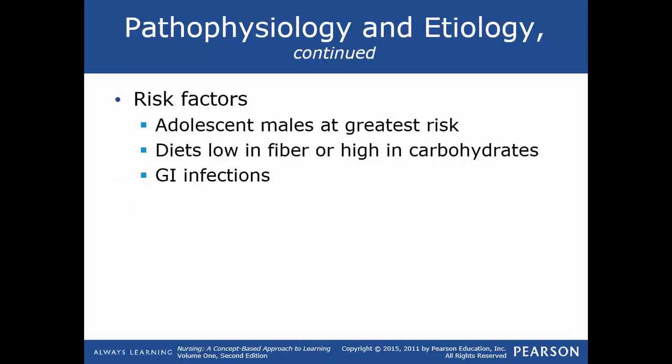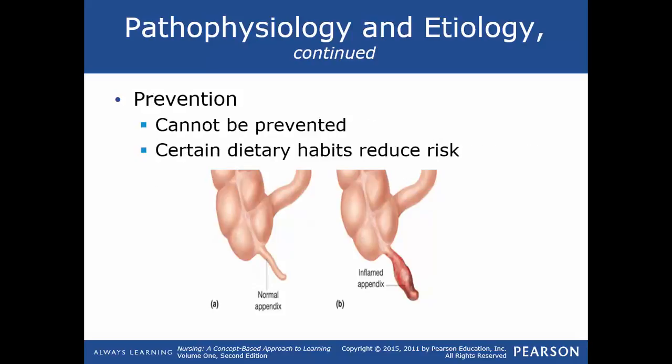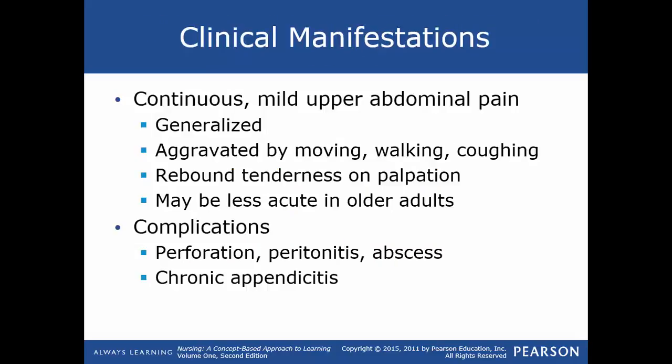Risk factors: your adolescent males are going to be at greatest risk. Diets low in fiber or high in carbohydrates are also a risk factor. Gastrointestinal infections can actually promote appendicitis as well. So prevention, obviously there's nothing that can be done to prevent appendicitis. Certain dietary habits may reduce the risk, such as eating foods with high fiber content. That's going to be your fresh fruits and vegetables.